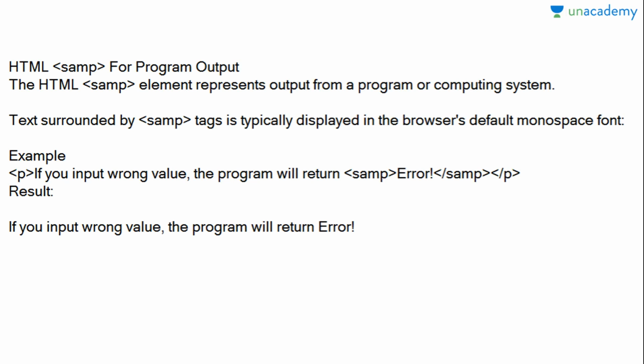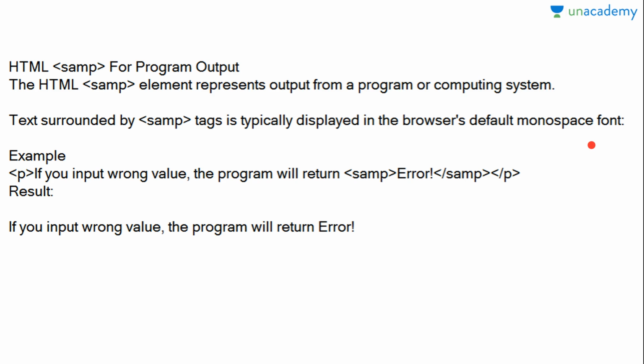What is a SAMP tag and how is it used? The SAMP element represents output from a program or computing system. Text surrounded by SAMP tags is typically displayed in the browser's default monospace font. This is the main part. The browser's default monospace font is a font space where all the output is given.